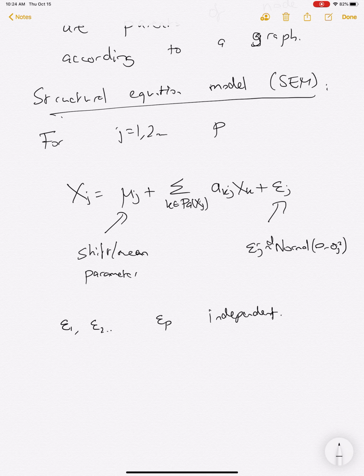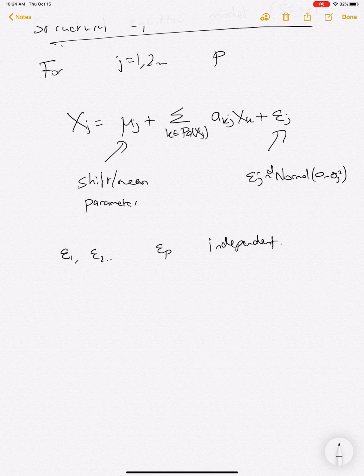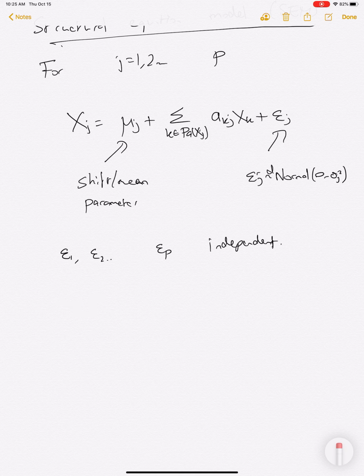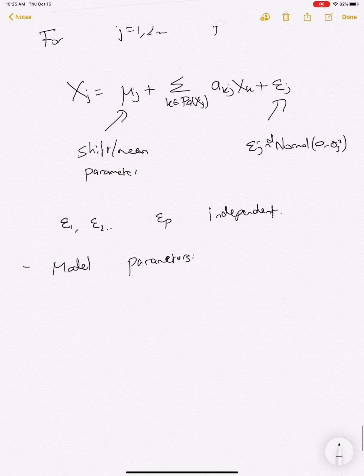Okay, so we have this a_kj. So the model parameters here: the mu, which is equal to mu 1, mu 2, up to mu p.